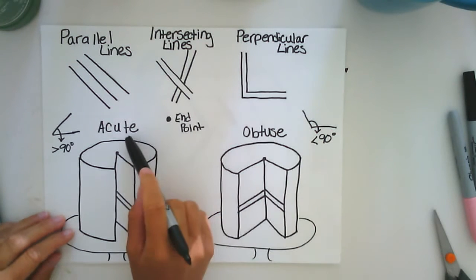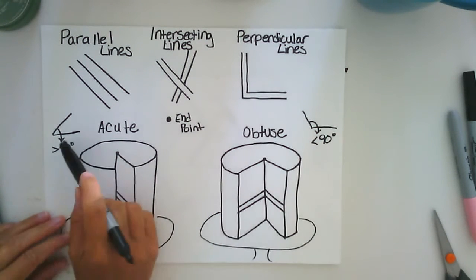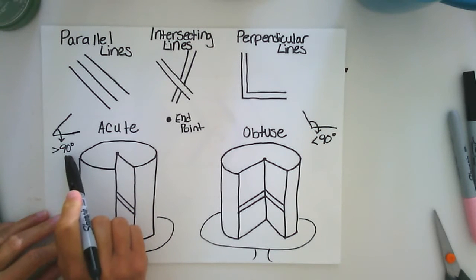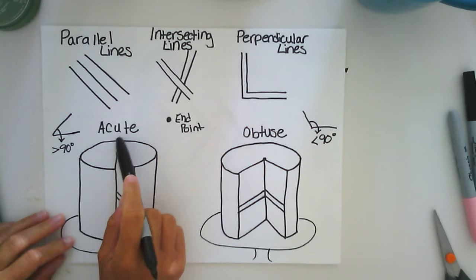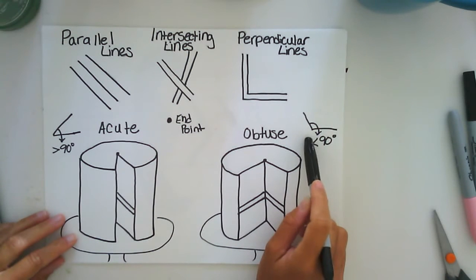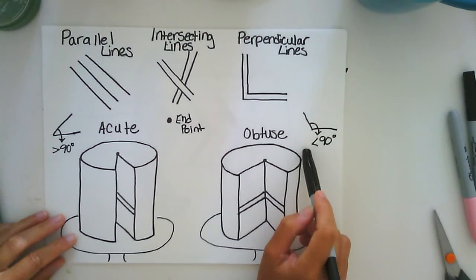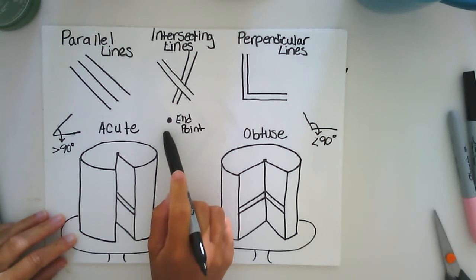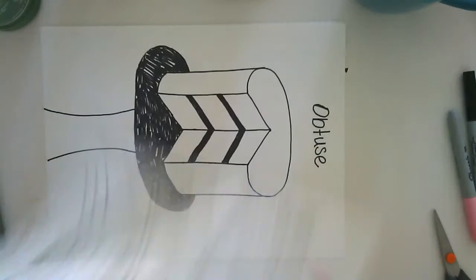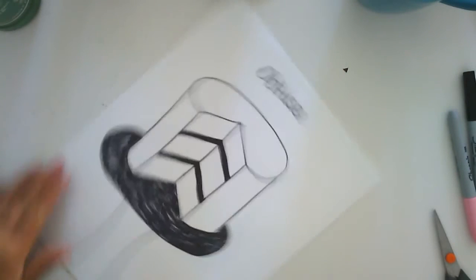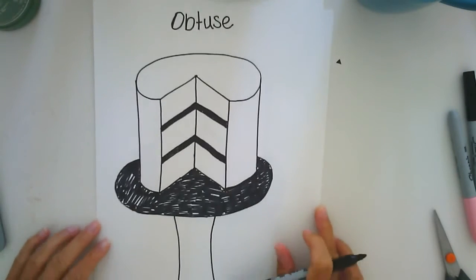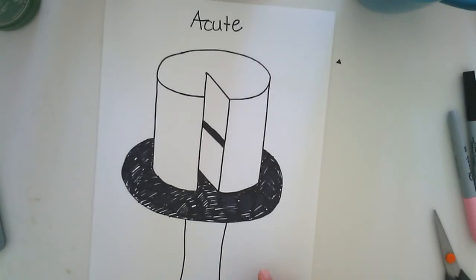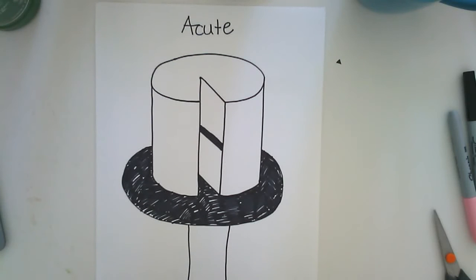Let's talk about angles. There are two types of angles. There is an angle that is less than 90 degrees, and that's called an acute angle. Angles that are greater than 90 degrees are called obtuse. Okay? And then we have endpoints. So using that information, this is a cake drawn using an obtuse angle. Okay? This is a cake drawn using the acute angle.